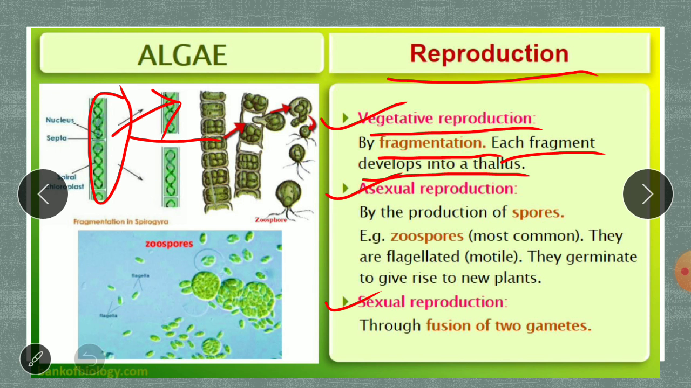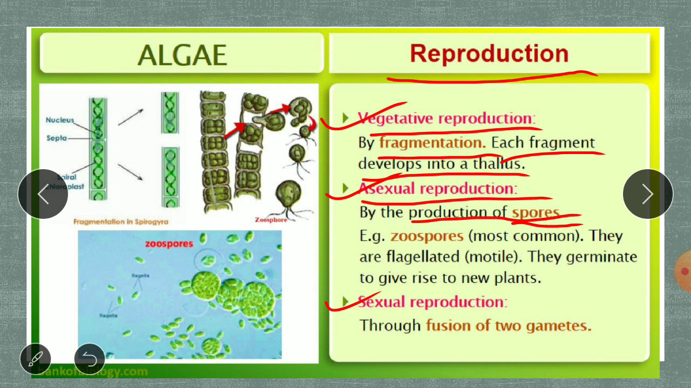The second is asexual reproduction. So what is asexual reproduction? Asexual reproduction is where there is production of spores. When the male and the female, two gametes, are involved, it is called sexual. But here, without the formation of gametes, when spores are produced, it is called asexual reproduction. Here, an example is the zoospores.